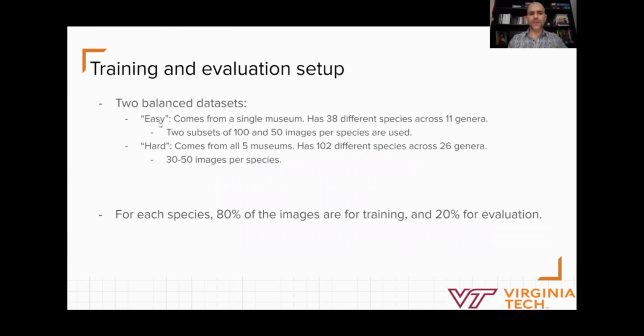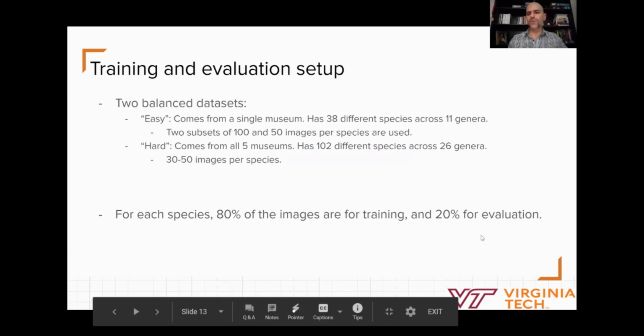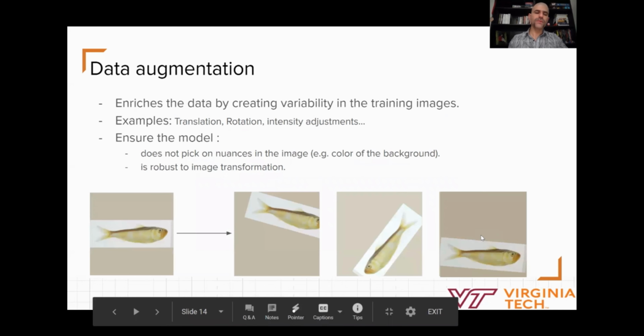We use this one to study the effect of the number of images per species, basically the effect of scarcity of data. And the hard one comes from all museums, whereas the easy one comes from a single museum, which is easier. The hard one comes from 5 museums, 102 species, so it's a lot more complex and generally has less data, fewer images per species. And we use 80% of these images for training and 20% for evaluation.